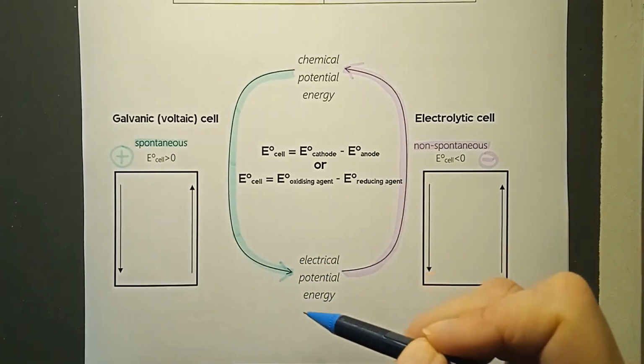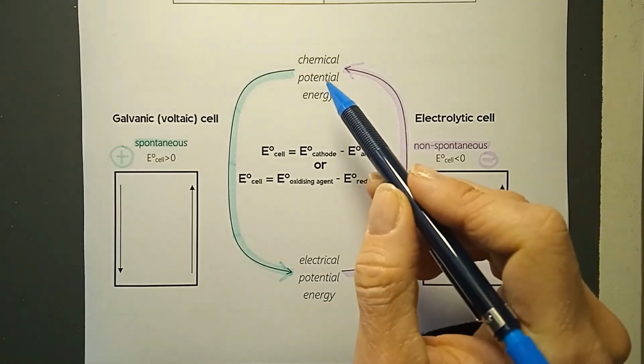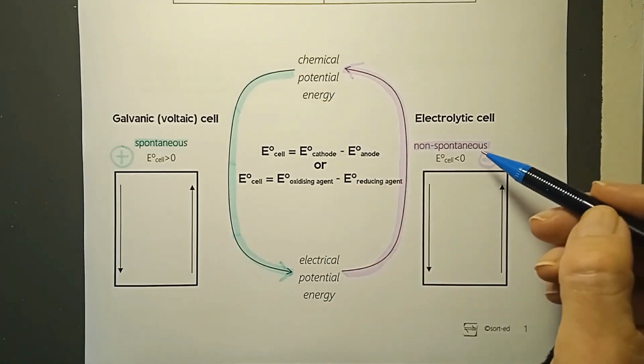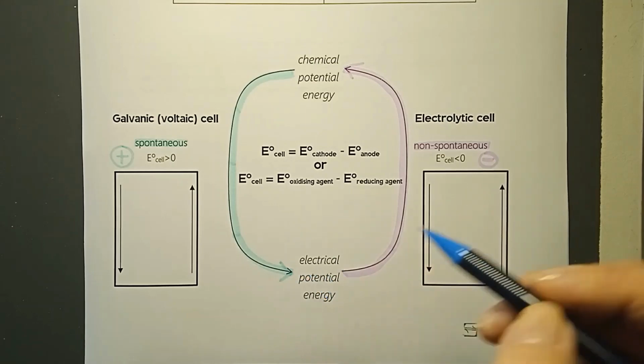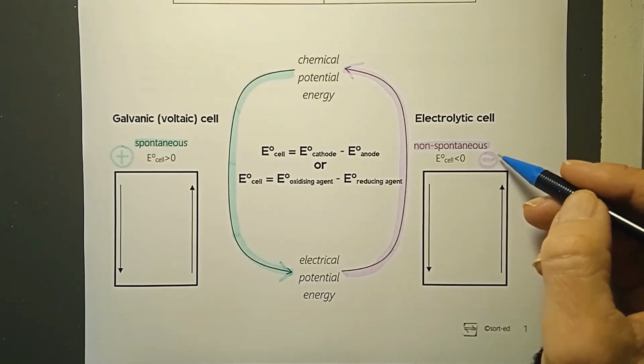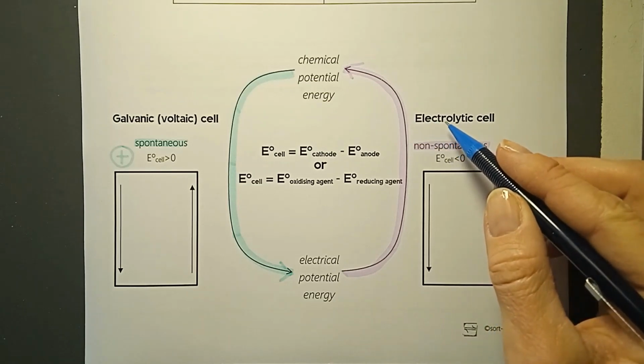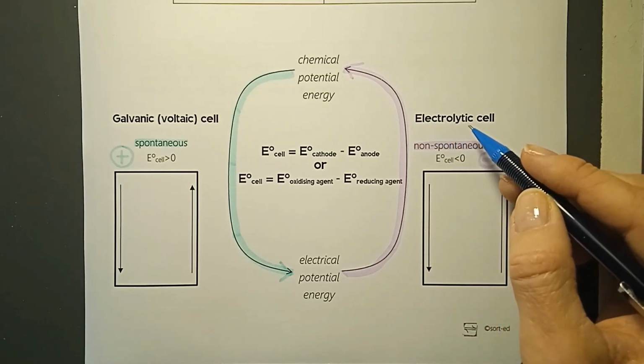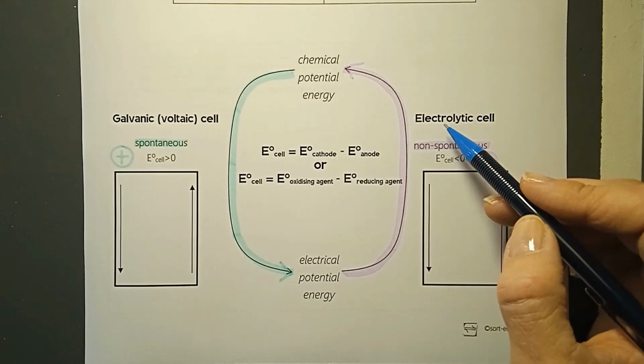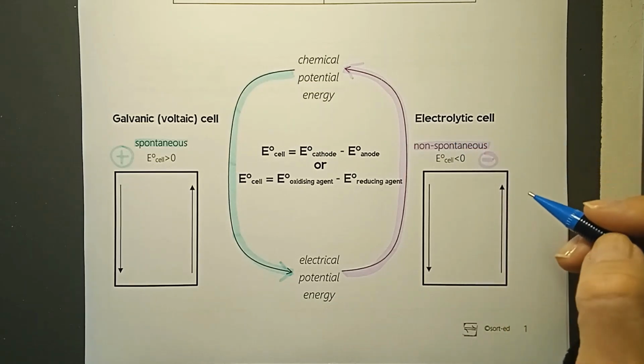However, if you have to provide electrical energy in order to get a chemical reaction to occur, that would obviously be non-spontaneous because we're providing energy, and your E naught cell value will be negative, and that would be an example of an electrolytic cell. Electricity, lytic, linked to lysis, linked to splitting, so using electricity to split chemical bonds, basically.